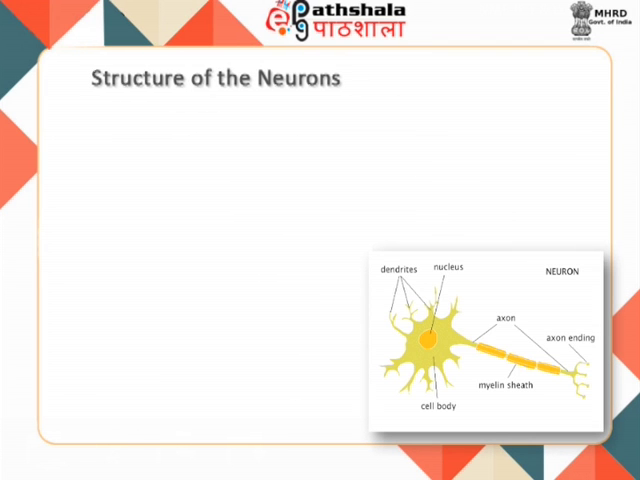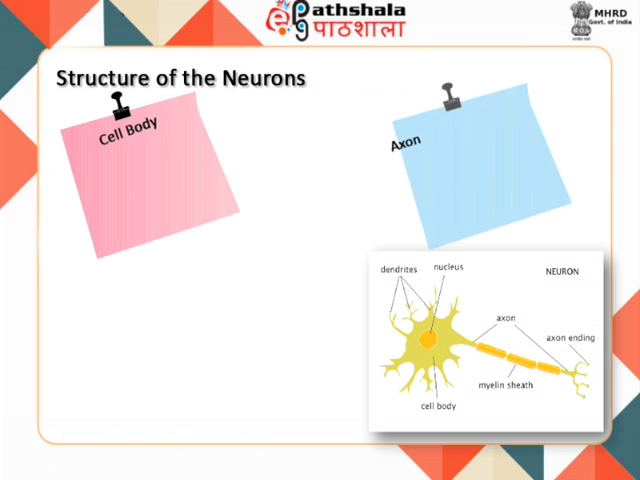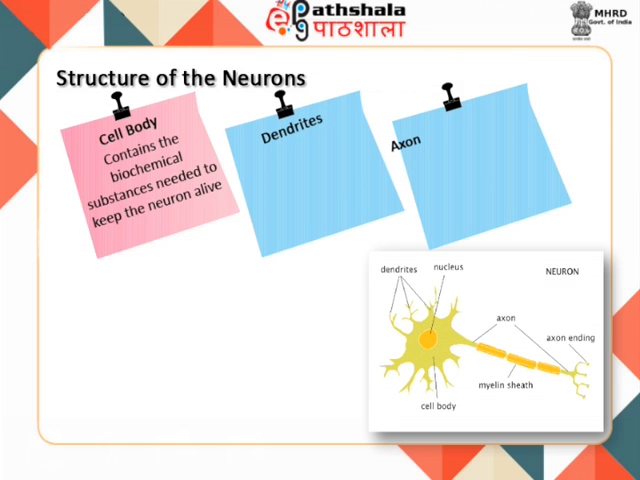Let us understand the different parts of the neurons. The neurons are termed as the building blocks of the nervous system. It consists of three main parts, namely cell body, axon, and dendrites. The cell body or the soma contains the biochemical substances needed to keep the neuron alive. Dendrites emerge from the cell body as branch-like fibers. Dendrites gather neural impulses from other neurons and send them onto the cell body.